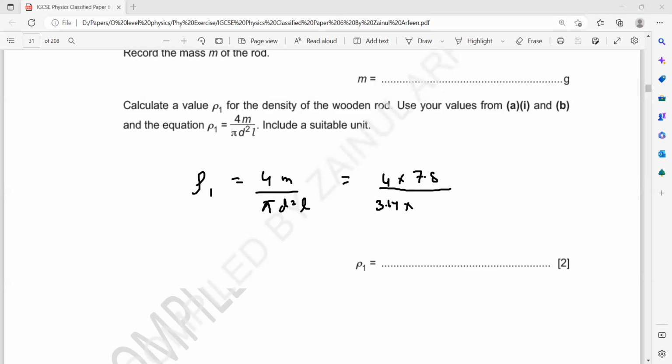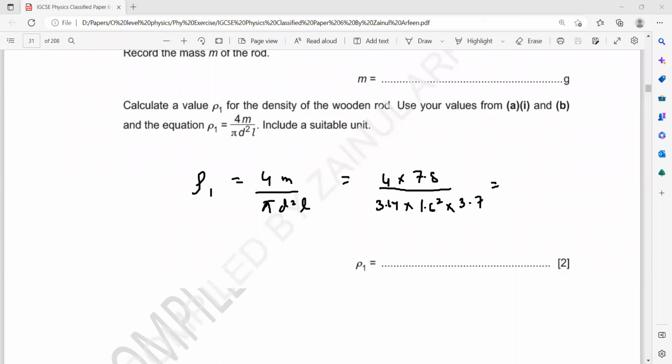1.6 power 2, 1.6 square. As I mentioned, the actual answer will be different from yours, because in the marking scheme answer the diameter was 2, but your answer is 1.6. So I'm taking your answer, 1.6. And the length was how much? 3.7. So 3.7. What's the final answer?